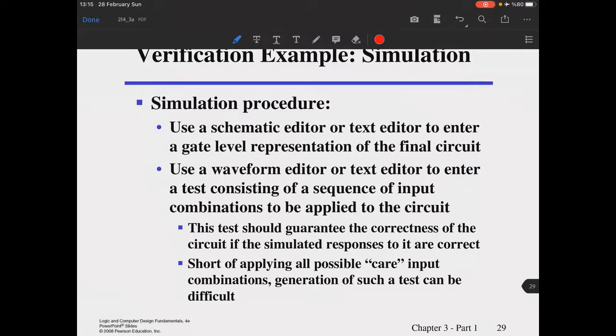And the simulation procedure uses a schematic editor, like we were using Max Plus of Altera before. I think they switched to Quartus, I'm not sure. Or you can use any type of Verilog or, I don't know, ModelSim maybe. You can use a waveform editor or text editor to enter a test combination consisting of a sequence of all the input combinations to be applied to the circuit. So this also guarantees that your circuit is done correctly if it is giving the related outputs to all of the possible input combinations here. Again, you do all of this for only the care input combinations. That's it.